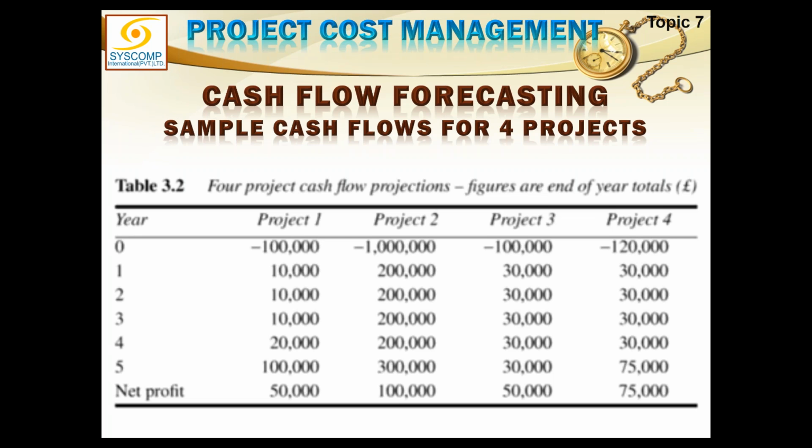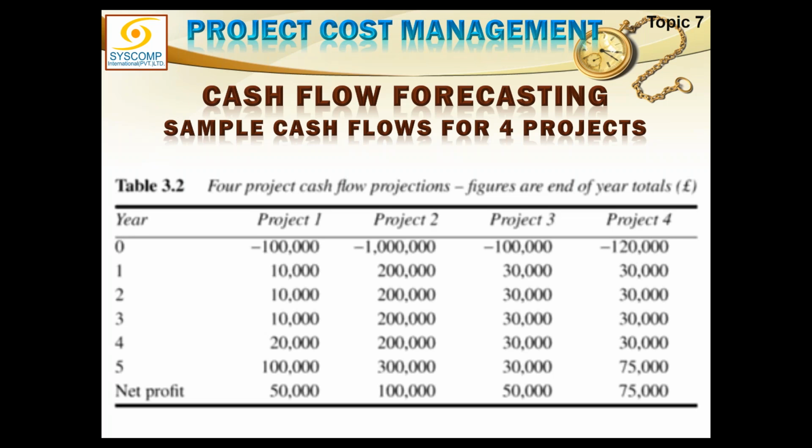Let us assume that we have invested certain amounts at the beginning of these projects. For project 1, we have invested 100,000. For project 2, we have invested 1 million. Project 3, we have invested again 100,000. And project 4, we have invested 120,000. Let us assume that all of these projects are of equal duration. That is just for the sake that I want to compare them. So I will keep them of equal duration, 5 years each.